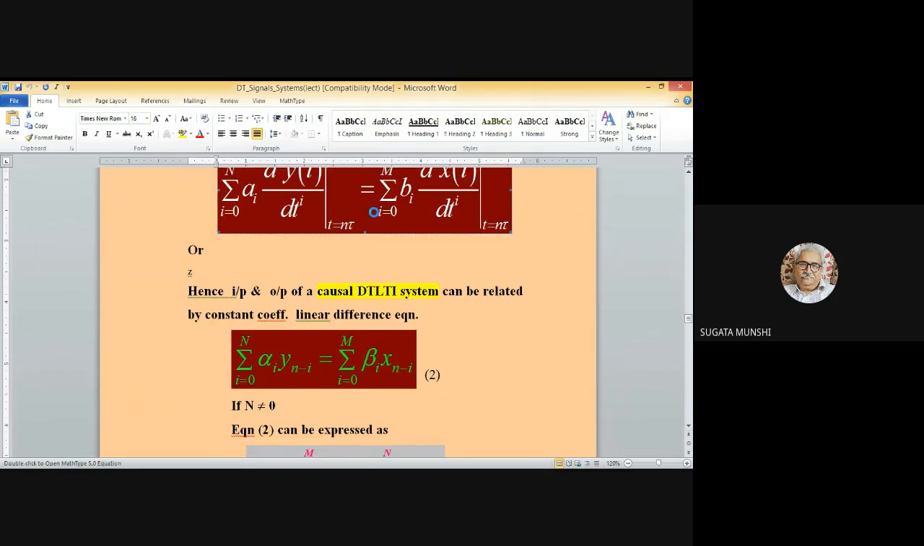So what should I write here? In place of d^i y/dt^i, what should I write here? I should write here the ith expression for the ith derivative evaluated at t equal to n tau, isn't it? So what will that be equal to? Just see here.